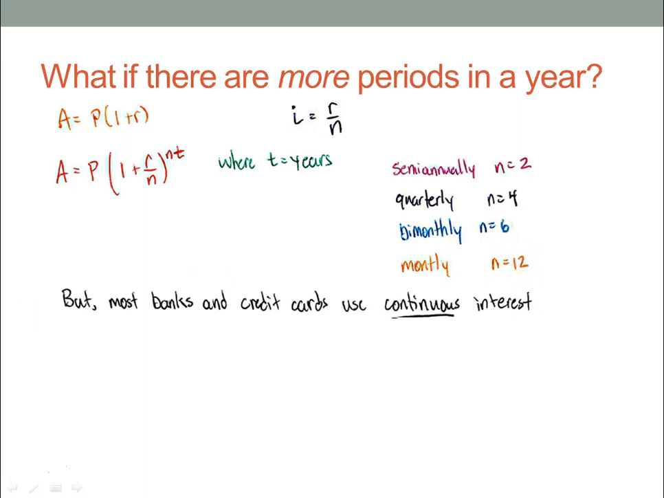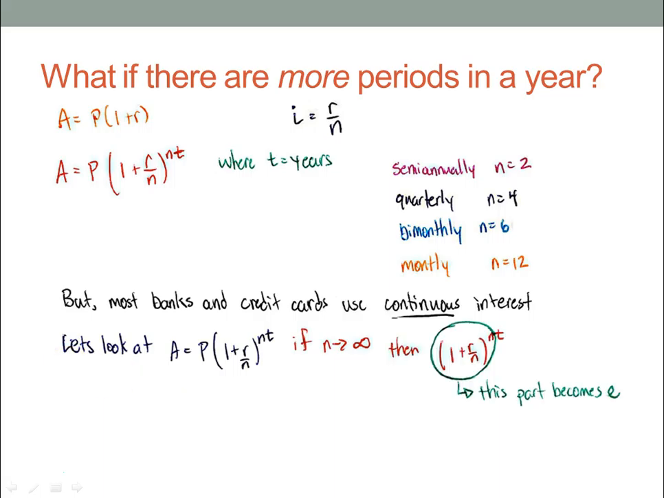But most banks and credit cards use continuous interest. Now, there are annuities and investment options that use semi-annually, quarterly, bi-monthly, and monthly terms, as well as twice a month and other kinds of number of terms per year. But again, most banks calculate your interest using continuous interest. And of course, that would push n, or the number of terms per year, to infinity.